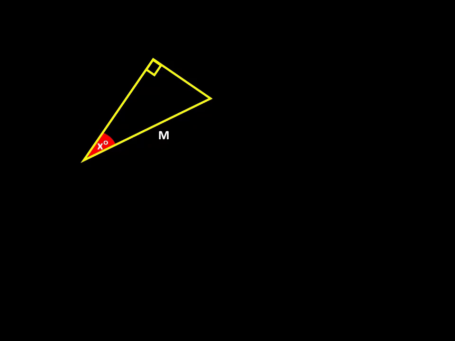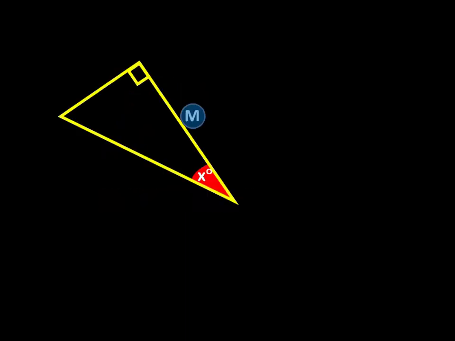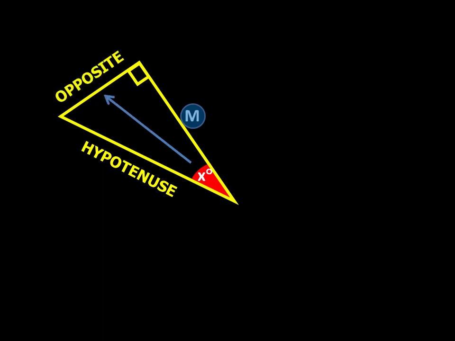The side we want is opposite to the largest angle, so it's the largest side, and the largest side is called the hypotenuse. This is the side we want. We must first get the other two sides. The side opposite the biggest angle is called the hypotenuse, and the side opposite angle x is called the opposite side. The side we want is called the adjacent. The answer is adjacent.